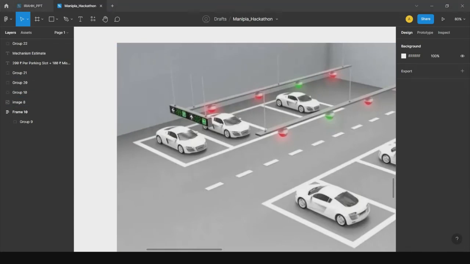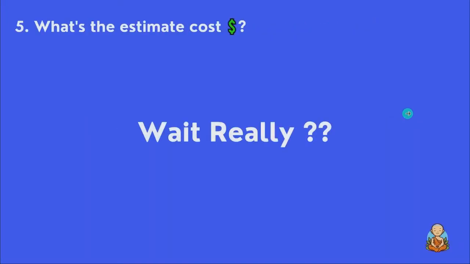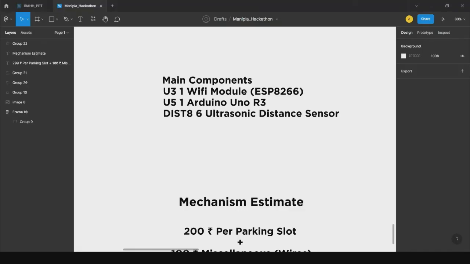So let's go to our fifth and last question. What's the estimated cost? And after knowing that, you will say, wait, really? So let's go to our cost. Okay. This is our cost.